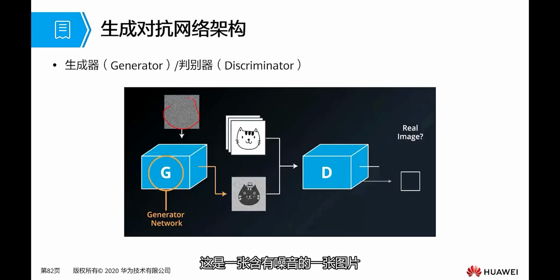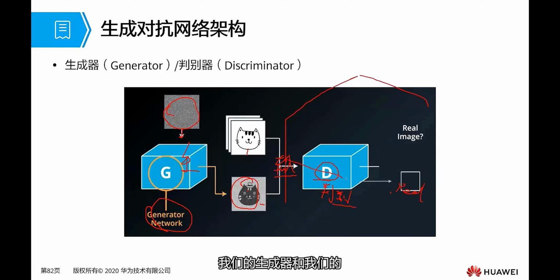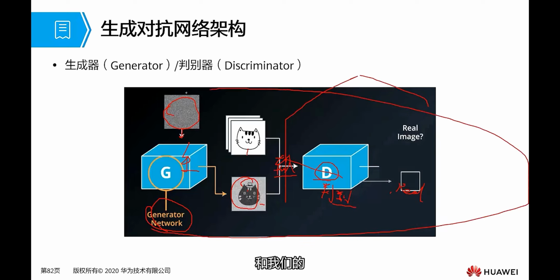Take a look. This is an image with noise, then after some manual selection of data distribution, it is imported into your generator network. Through this generator, I generated a wonderful image, a Hello Kitty, and then with this Hello Kitty and the real image as input data simultaneously, we import them into our discriminator. If my discriminator judges yours to be genuine, then it proves that the cooperation between our generator and our discriminator is very pleasant. So we have met the requirements for our application and can proceed with the application.